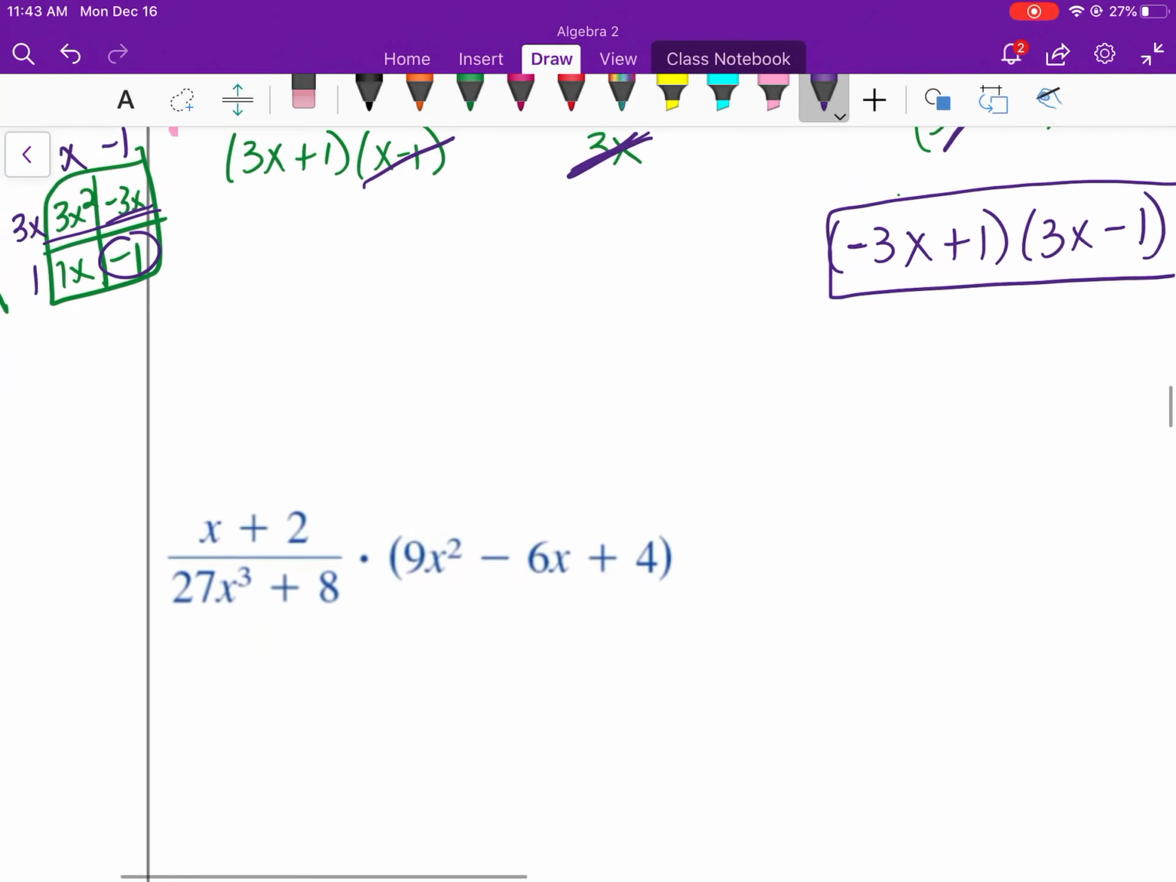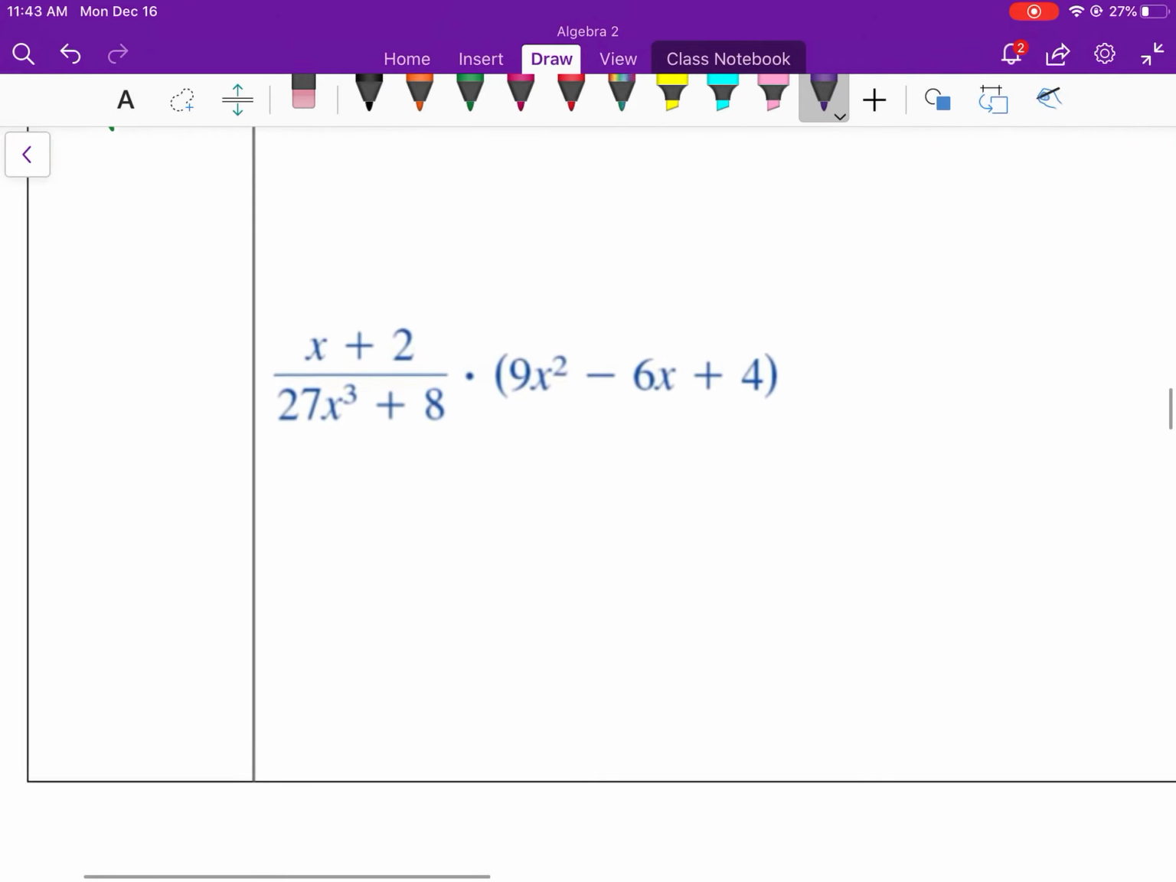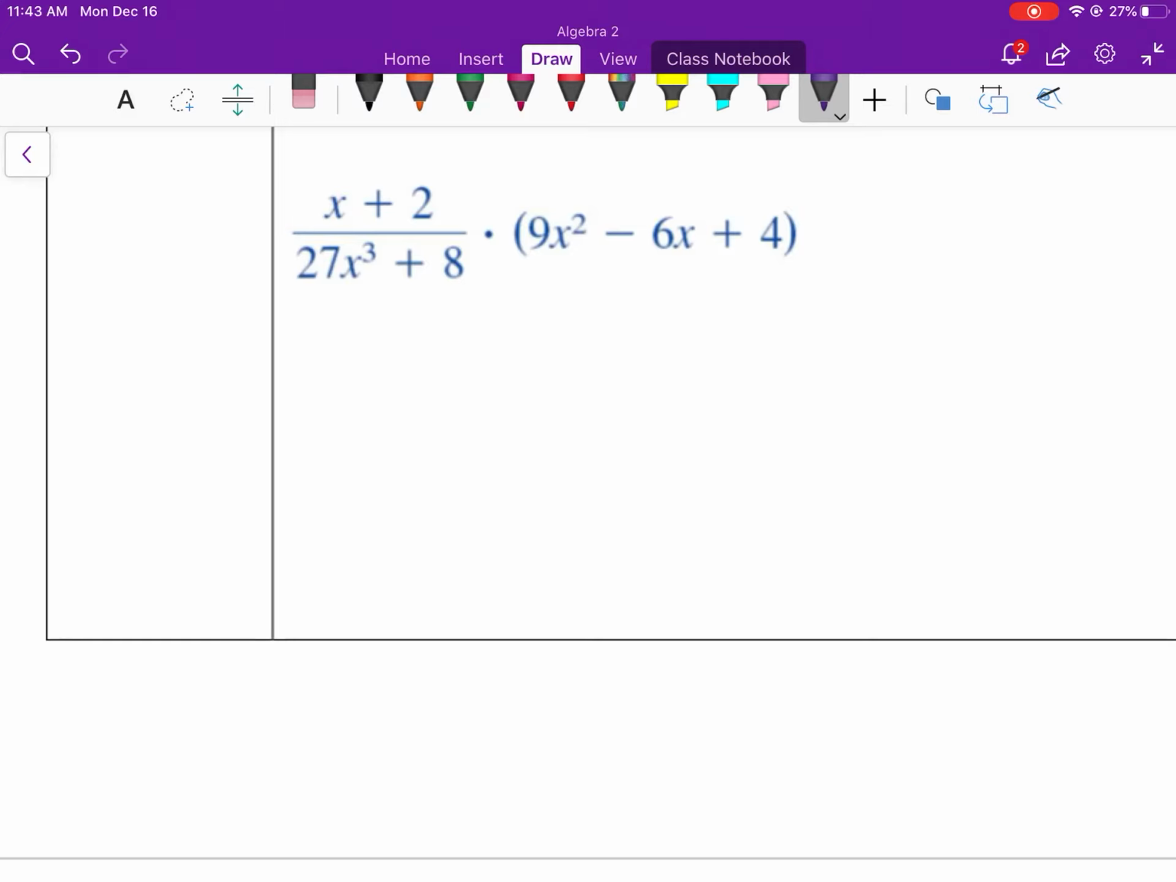All right, the last example really requires you to remember a special pattern of factoring. So first I would check if this trinomial factors any further. So 9 times 4 is 36, multiplies to -6. 36 and 6, I can't do that. So this one doesn't factor anymore, that trinomial.